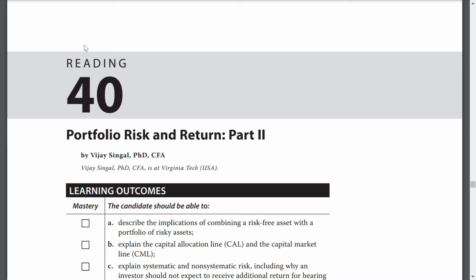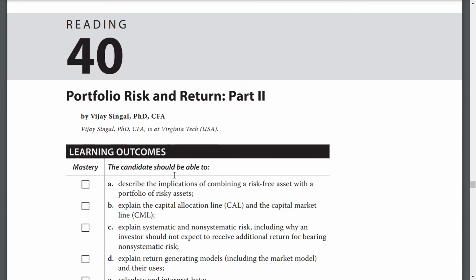All right, reading 40. We are now getting into part 2 of the portfolio risk and return section. Reading 40, learning outcomes. The candidate should be able to describe the implications of combining a risk-free asset with a portfolio of risk assets. Explain the capital allocation line, the CAL, and the capital market line, the CML.